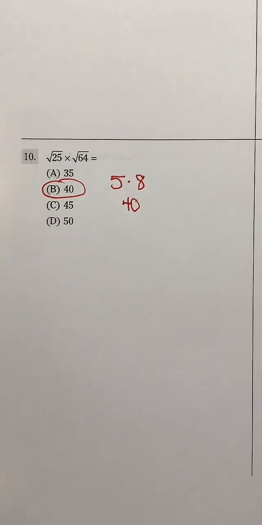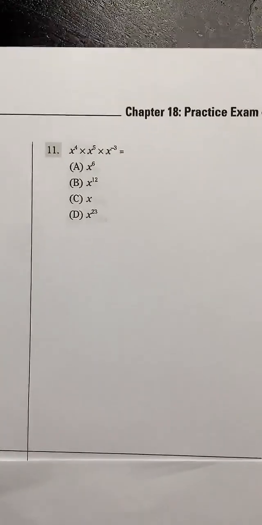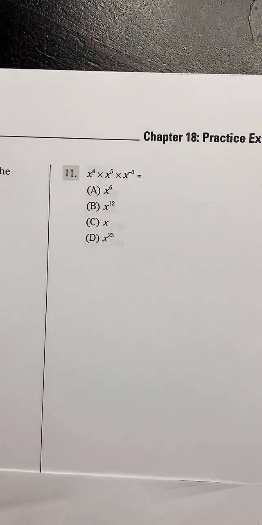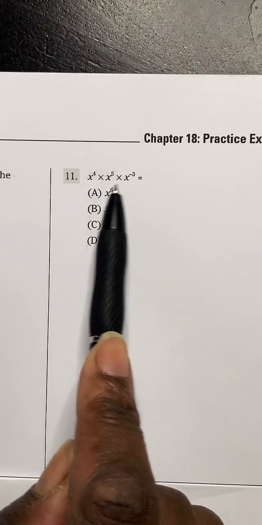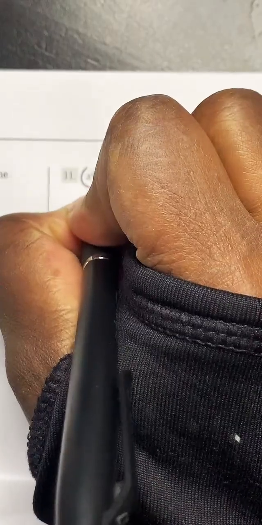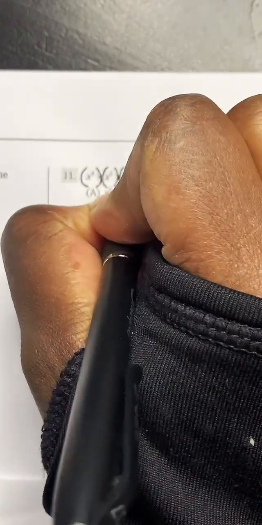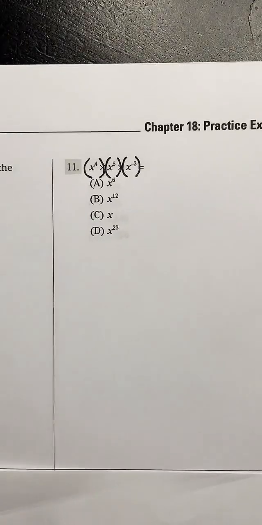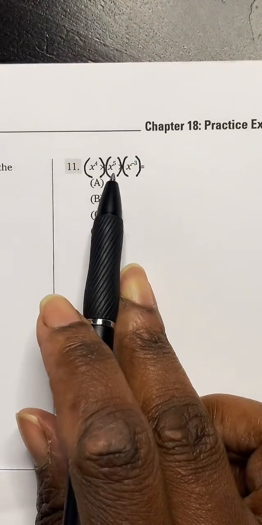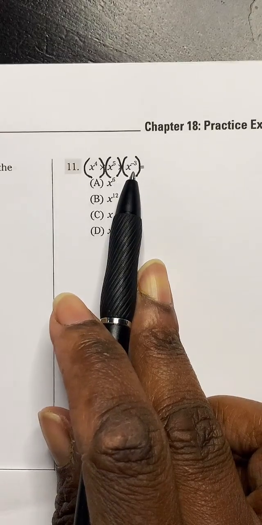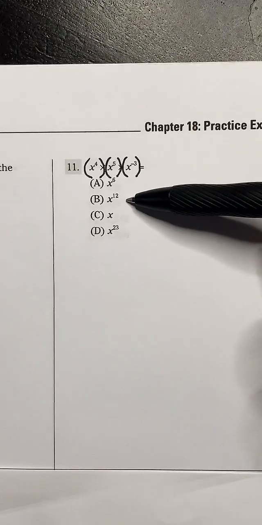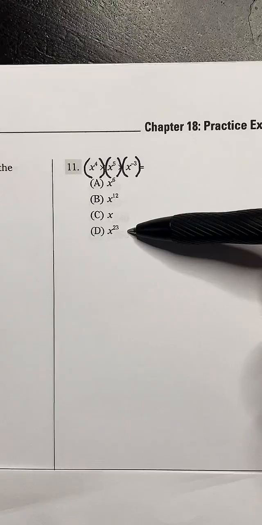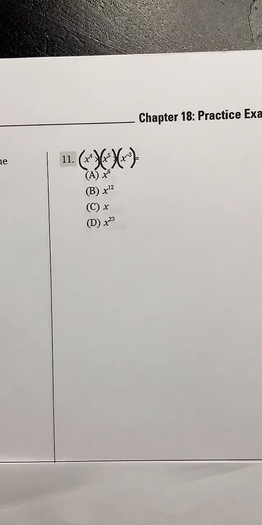Nice one. All right, let's work on some exponents. Let's do it, y'all. So we have x to the 4th times, and this is why I hate seeing x's for multiplication, because it gets confusing. Okay, so we have x to the 4th times x to the 5th times x to the negative 3rd power. So is your answer A, x to the 6th, B, x to the 12th, C, x, or D, x to the 23rd power? What do we think?